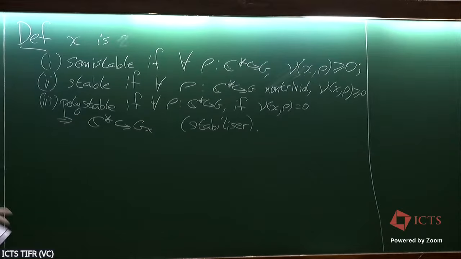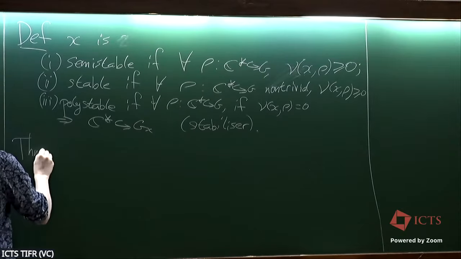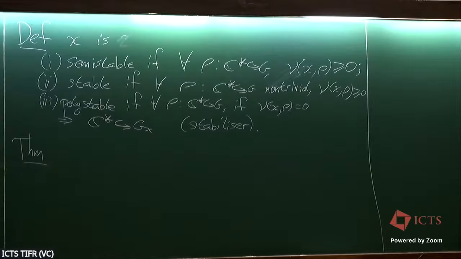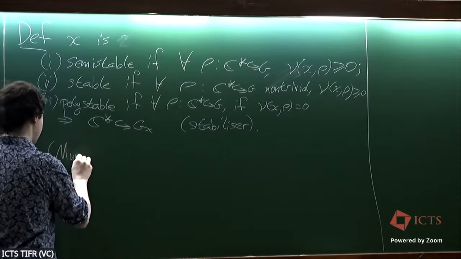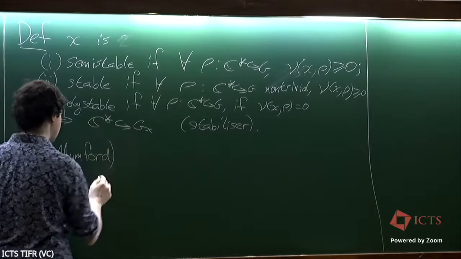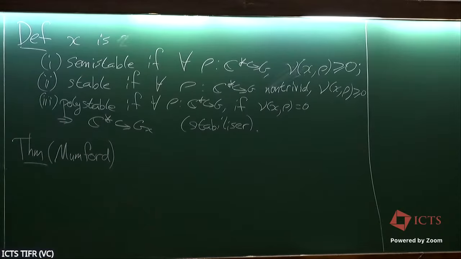So the point of these notions, beyond the connection that these are kind of numerical conditions, much like slope stability, the point in the quotient theory is the following result due to Mumford. One could be much more precise than what I'm about to say.